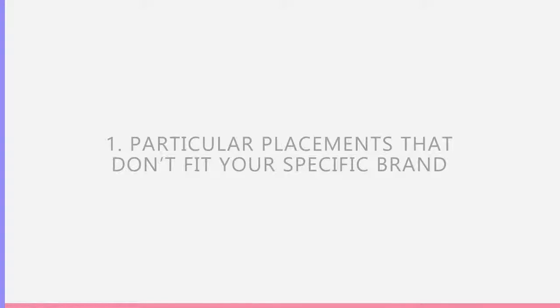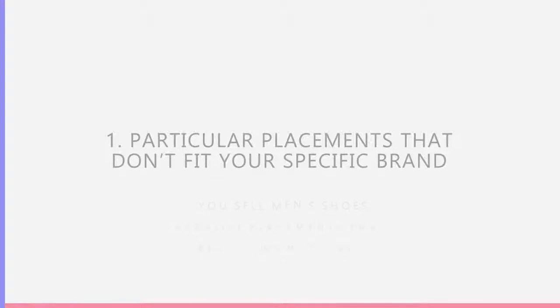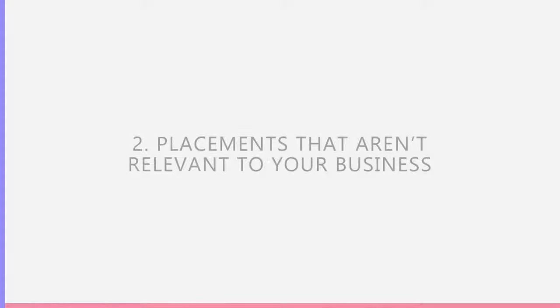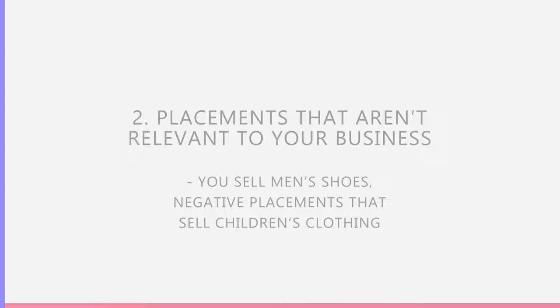Now, first of all, maybe you have a particular placement that doesn't fit your specific brand. As an example, perhaps you sell men's shoes and you add a negative placement to a URL you see come into the report that sells women's shoes only, right? Why would you want to advertise your business on a site that sells women's shoes if you're selling men's shoes? So that's example one. Example two, maybe there are placements that aren't relevant to your business. As an example, maybe you sell men's shoes and you add negative placements that sell children's clothing. That's just totally outside the scope. That's irrelevant to your business.